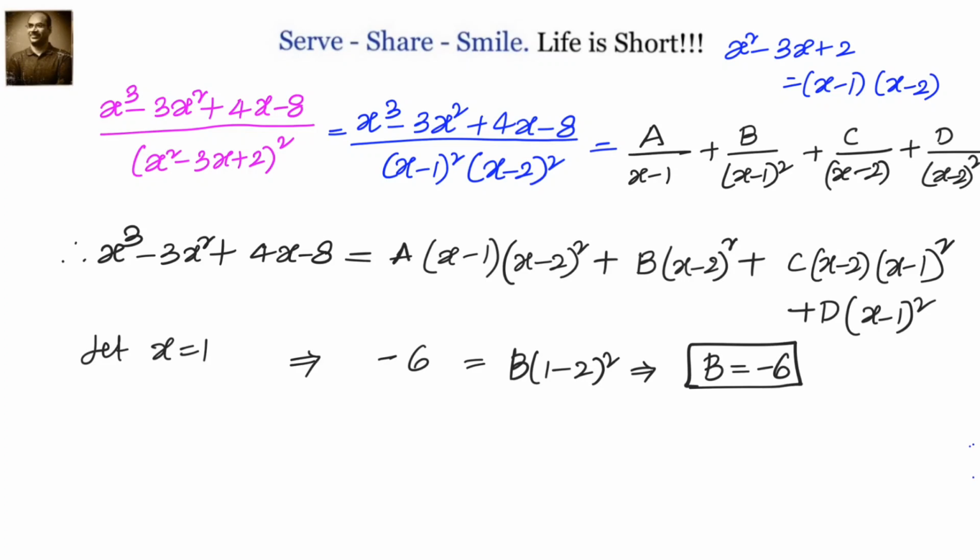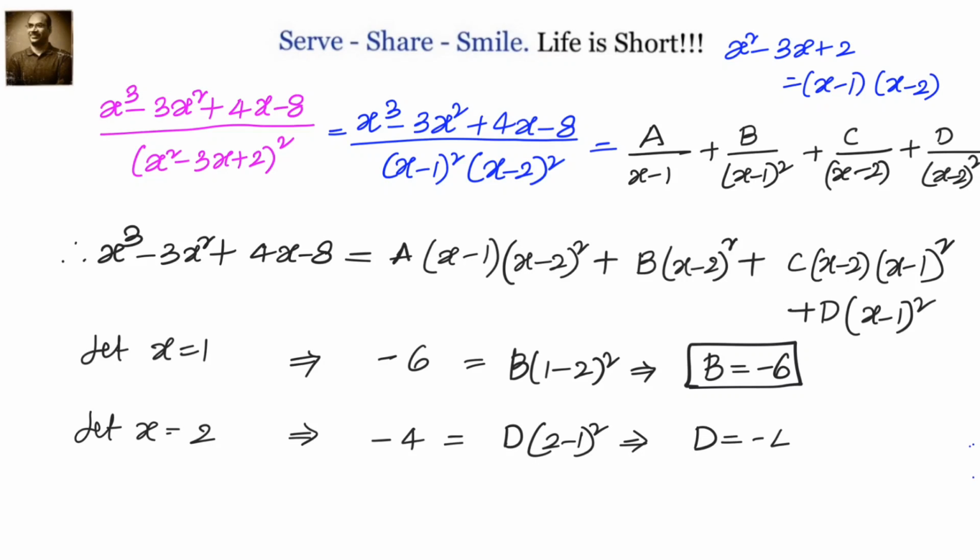Next, let us plug in the value of x as 2. Let x equals 2. We'll have 8 minus 8 cancel, minus 12 plus 4. Left hand side will be minus 8, and that is equal to, a and c will cancel, only d will be left out. That will be d into (2 minus 1) whole square. So that will give us d equals minus 4. So we got the value of b as minus 6 and d as minus 4.